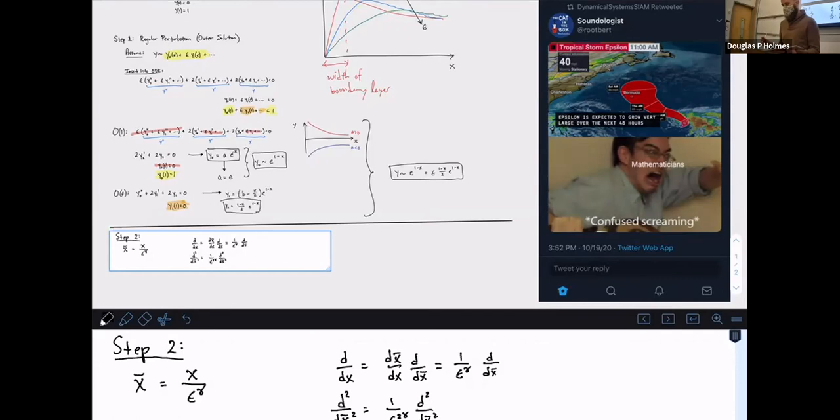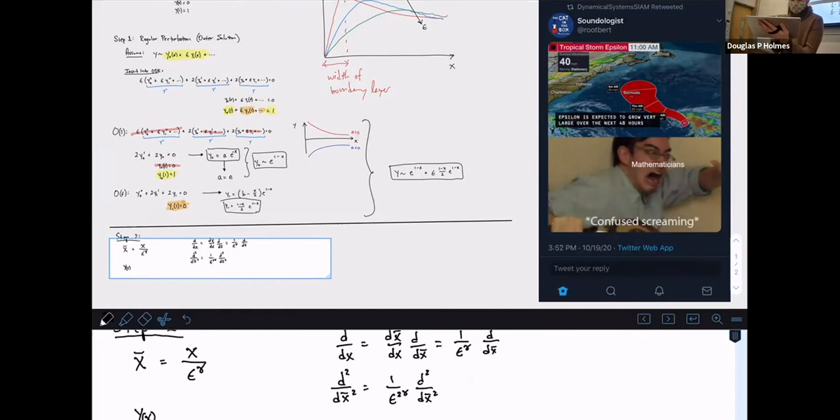Accordingly, we're also going to change y of x to y bar of x bar. Remember, we're rescaling the spatial coordinate for the boundary layer. That's why we're using this substitution here to rescale our x axis.